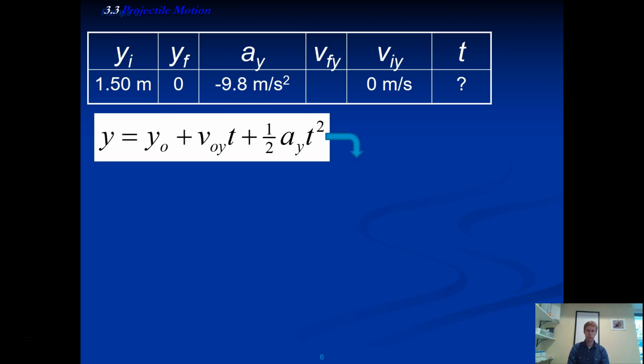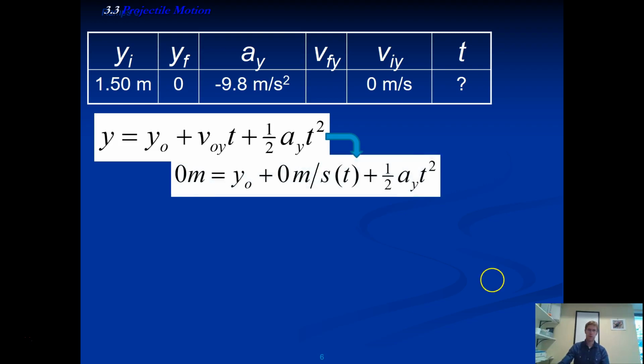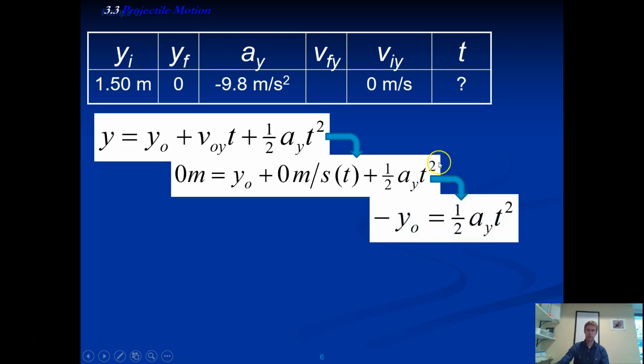So to do this, we're going to use the equation I gave you in class. The final position equals the initial position plus the initial velocity times time plus 1/2 the acceleration times time squared. Now we know the initial position is 1.5 meters. We know the final position is 0. The initial velocity is 0. And then 1/2 acceleration times time squared. So the only thing we really don't know in here is time. We know that the initial position is 1.5. I moved it to the other side of my equation, so it became negative, if you're wondering where that negative sign came from. And that equals 1/2 the acceleration, which is negative g, times time squared.